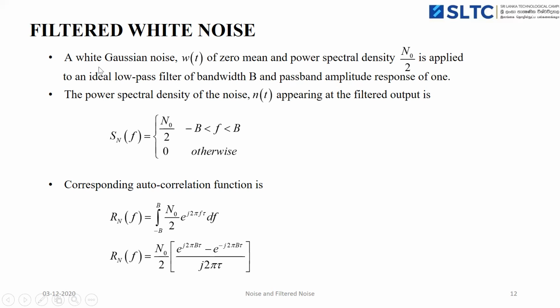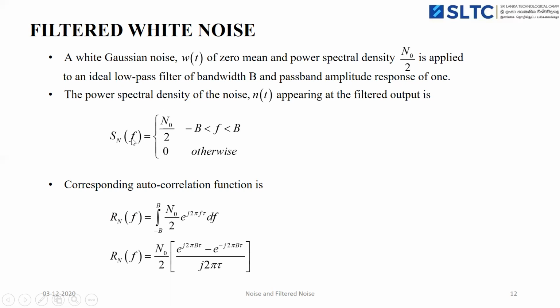Let us consider a white Gaussian noise W of t with zero mean and power spectral density N0 by 2 applied to the low pass filter, which has the bandwidth B and a pass band amplitude response of 1. Then consider the power spectral density of the noise appearing at the filtered output. The input we are applying is the Gaussian noise W of t. At the output we are getting N0 of t. N0 of t is the output noise, and W of t is the input noise of the filter.